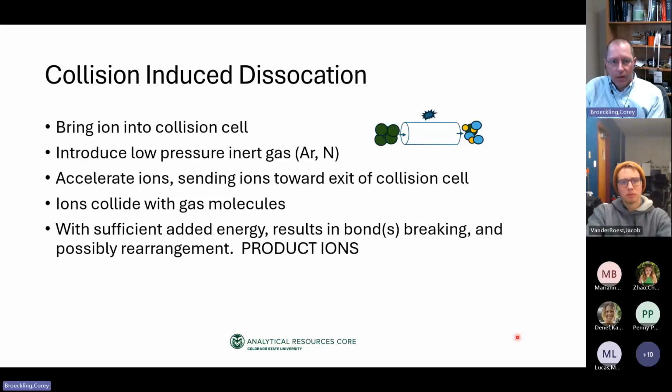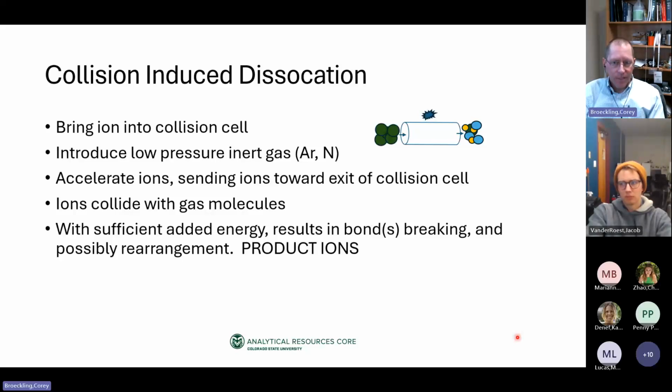The basic premise here is that we bring ions into a collision cell. And typically we have done some sort of ion isolation so that we have the green ions coming in. What we do then is introduce an inert gas. This is generally either nitrogen or argon, but every once in a while you see other gases used in the collision cell. We then apply a voltage across the collision cell from the front to the back so that we accelerate our precursor ions through that inert gas.